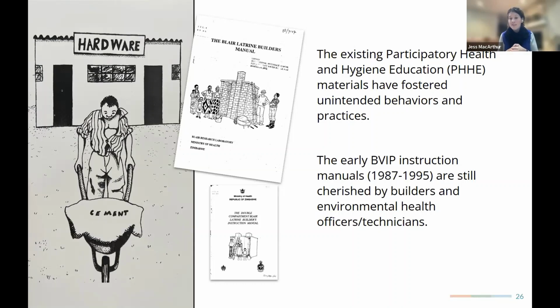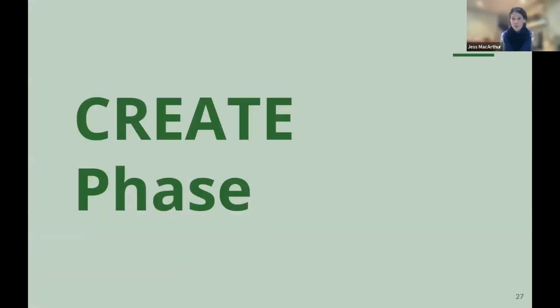However, the early instruction manuals, which were developed quite a long time ago, are still cherished by builders and environmental health officers and technicians. We saw many people holding their materials from the late 80s and early 90s very gingerly, not wanting me or our team to handle them because they're so precious, because they are so well designed and so well loved. Next slide. So what do we do? We found out all this information. What do we do with it?